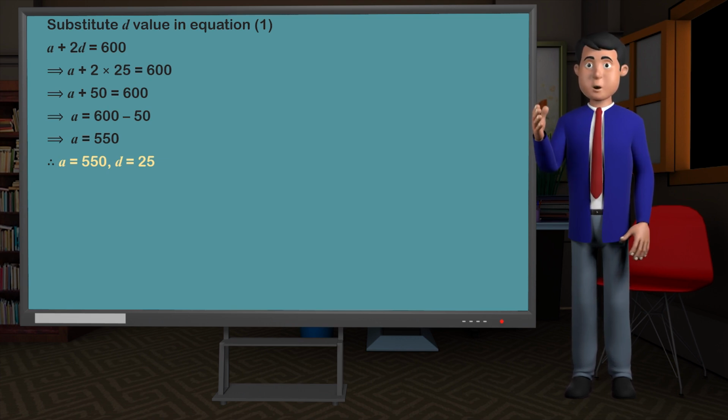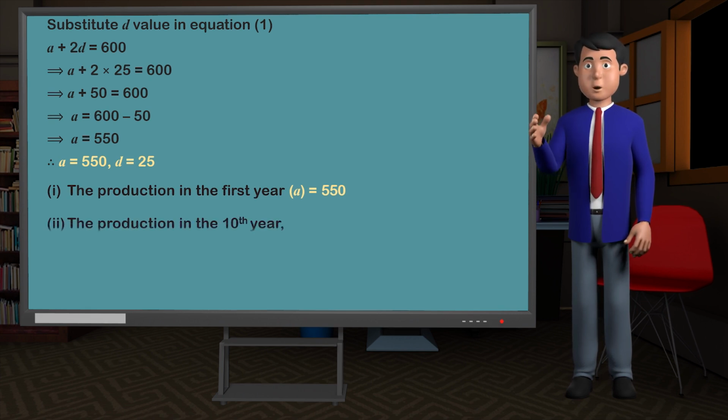Now let us answer the questions mentioned above. First one, production in the first year. a is equal to 550. Second one, the production in the 10th year. a10 is equal to a plus 9d, that is equal to 550 plus 9 into 25, that is equal to 550 plus 225, that is equal to 775. So 10th year production is 775 units.